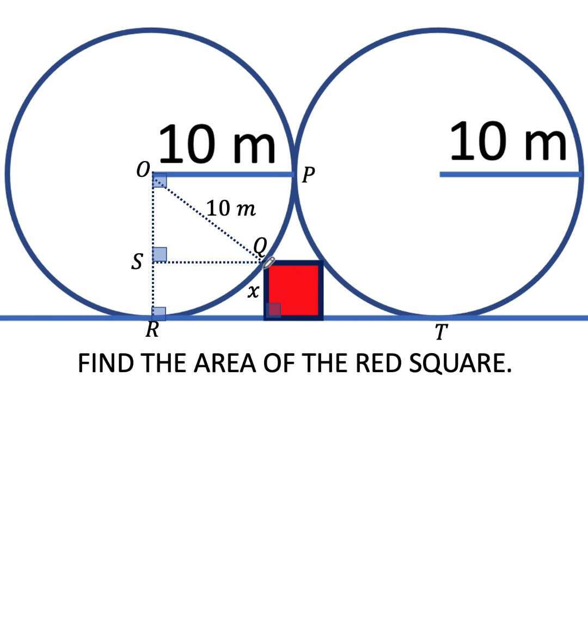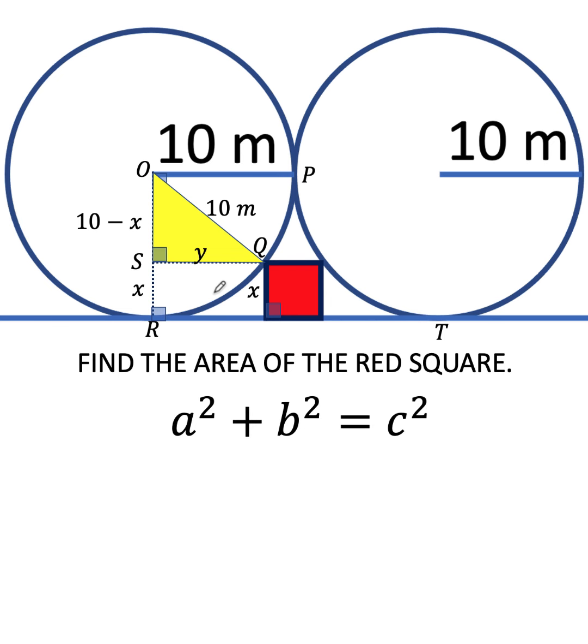at point S. Now, since the height of our red square is x here, it follows that SR also has a length of x units because we have here a rectangle where opposite sides are equal. Then, since the radius OR is 10 meters and SR, which is part of that radius, has a length of x units, then the length of OS must be 10 minus x. Then finally, let's call the length of SQ y units, and let's concentrate on this yellow right triangle.